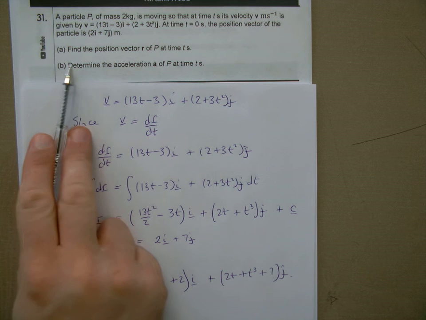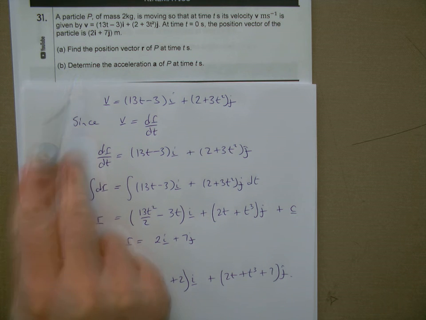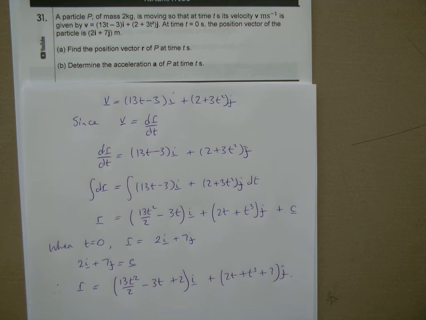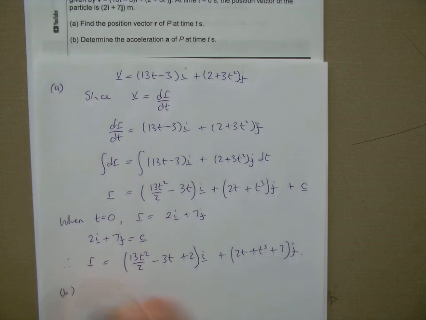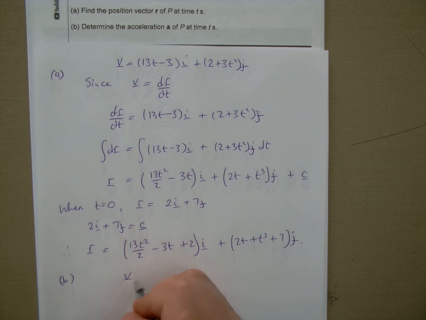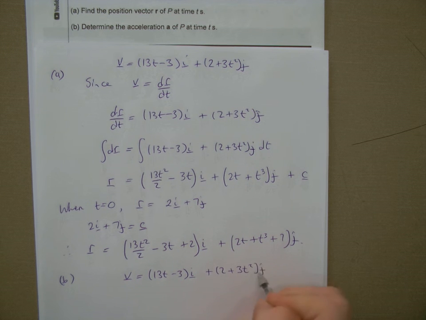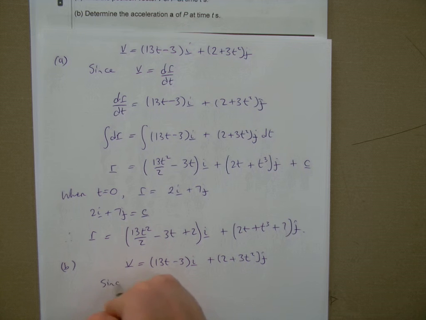So that's part A answered. For part B then, determine the acceleration a of P at time t. To get the acceleration, we've got to go back to the velocity formula, and you just need to appreciate what acceleration is. Acceleration measures how velocity is changing, so it's the rate of change of velocity. In other words, we can say a is equal to dv by dt.